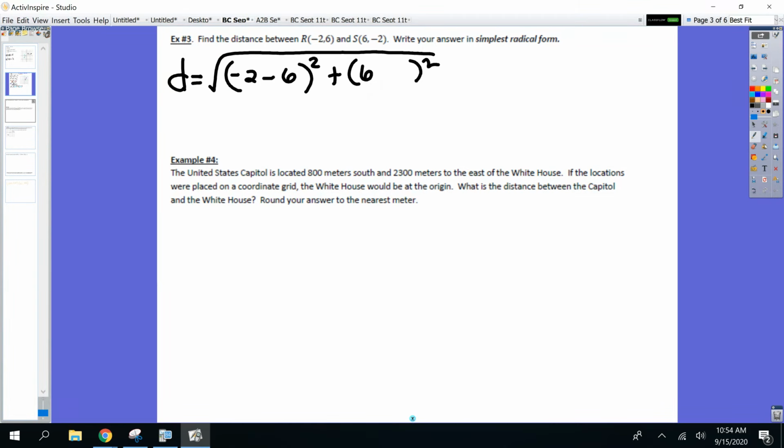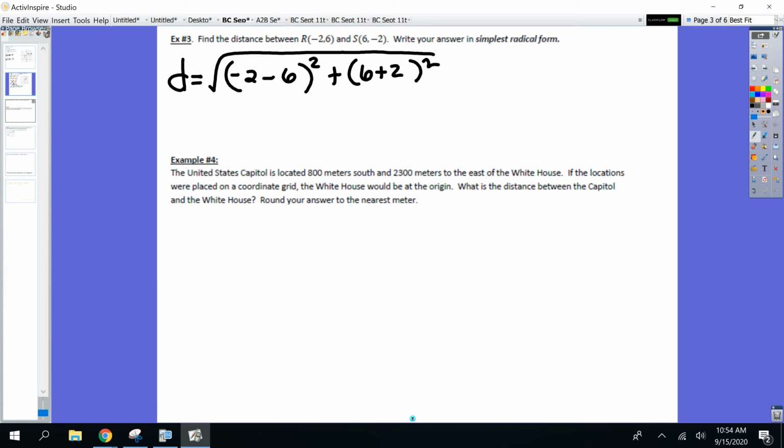6 minus, not 2, 6 minus... What did you say the other y-coordinate was? -2. So what's going to actually happen? Everyone see where I'm getting +2 from. It's not 6 minus 2. It's 6 minus a -2.